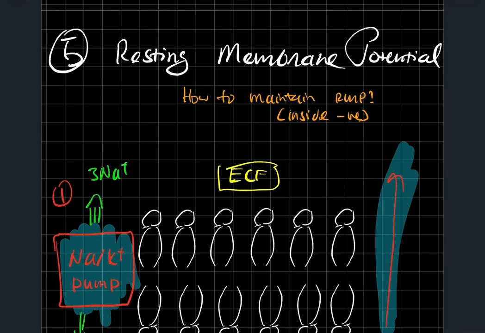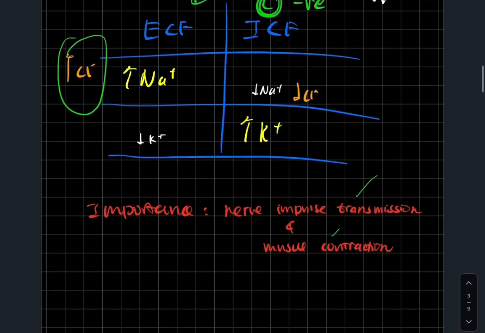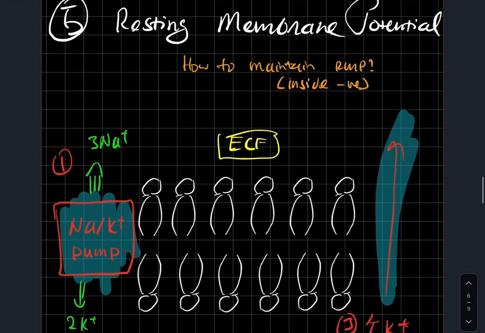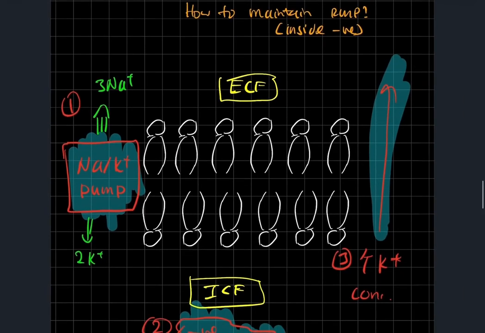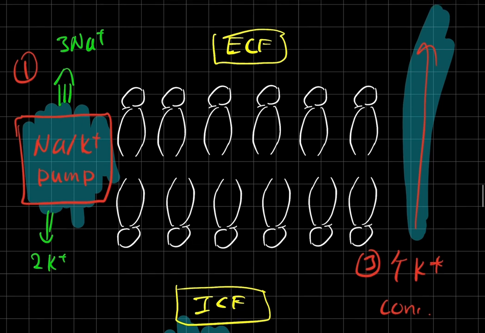Now, in most cells, the resting potential is negatively charged inside compared to the outside. And this relates to the previous concept of nerve impulse transmission as well as muscle contraction. So how do you maintain the resting membrane potential where the inside is more negative? There's three ways. The first way is the sodium-potassium pump. The sodium-potassium pump basically pumps 2 potassium into the ICF and 3 sodium into the ECF. And what this results in is a negative charge on the inside.